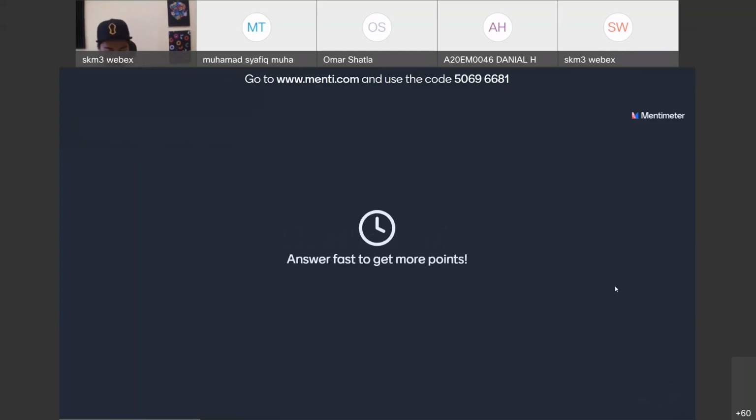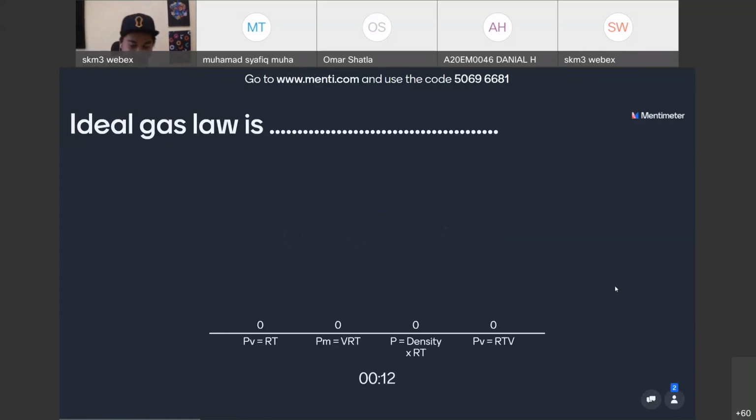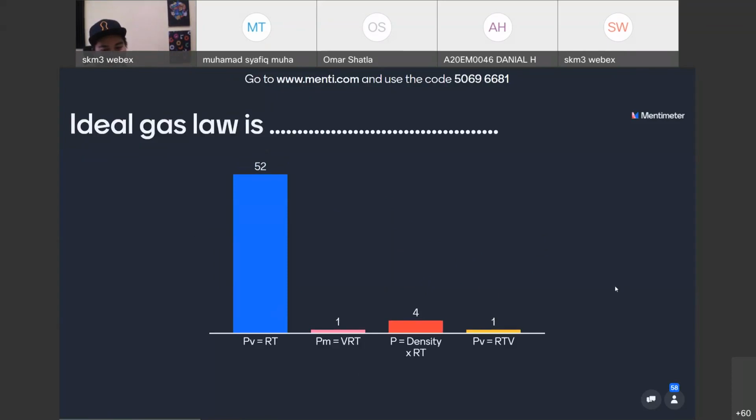Answer fast to get more points. The ideal gas law is? Five, four, three, two, one. Most of you chose PV equal to RT. There is another correct one, P equal to density times RT as well. It seems that one of you chose PM equal to VRT.